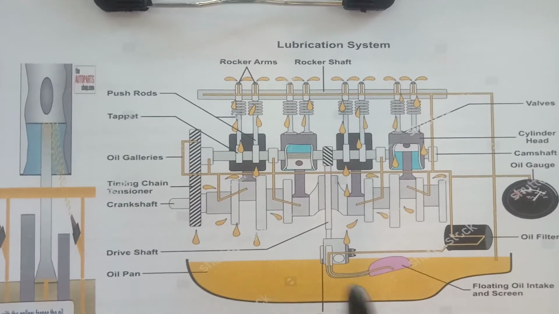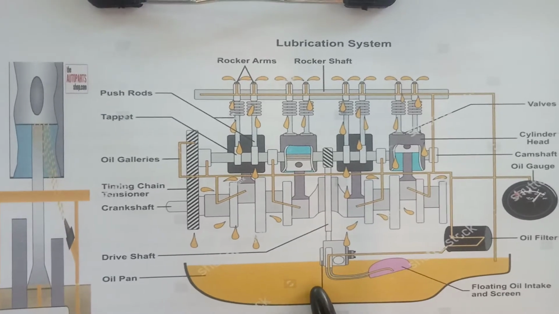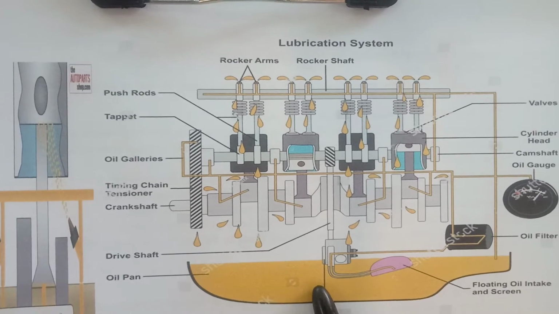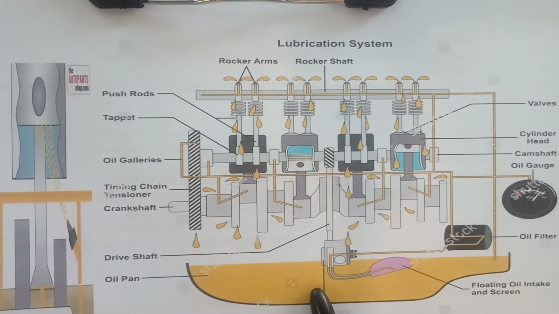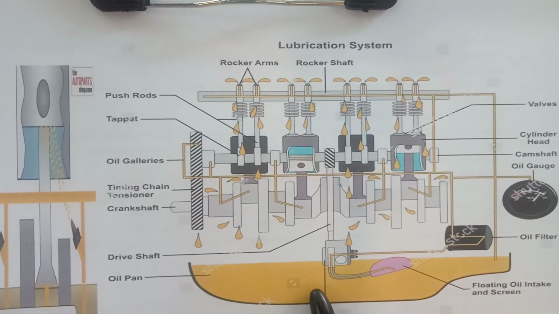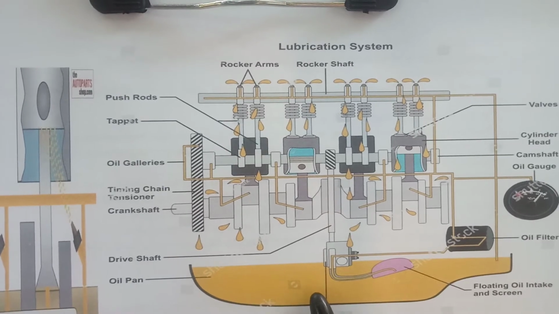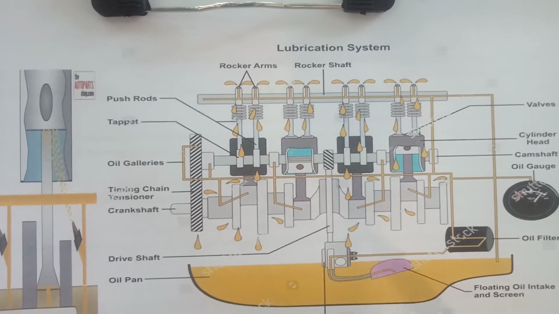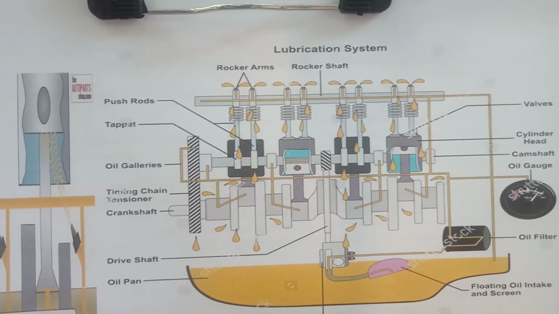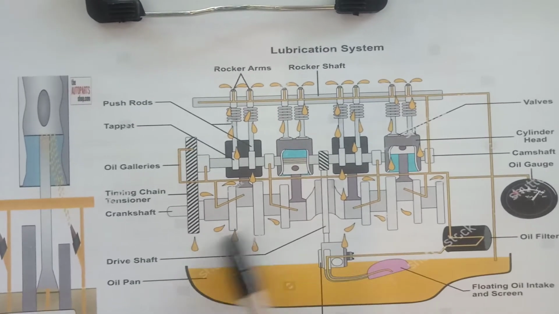The disadvantage of this kind of lubrication is that it is only applicable where the engine is almost in the horizontal position, or the tilt of the engine is 30 to 40 degrees. But in an aeroplane, what happens when the aeroplane takes a complete 360 degree turn? In this case, this wet sump lubrication will not work.